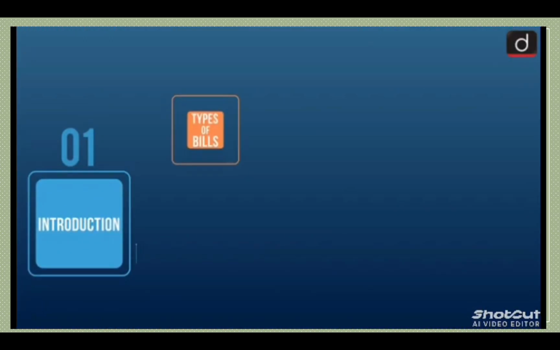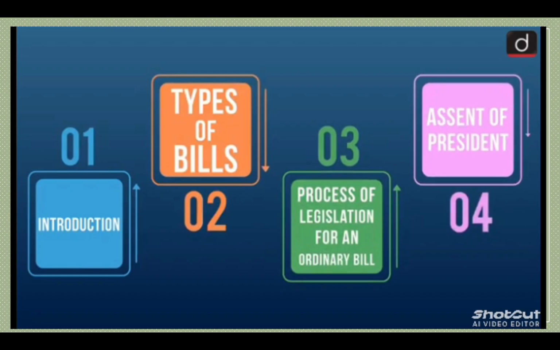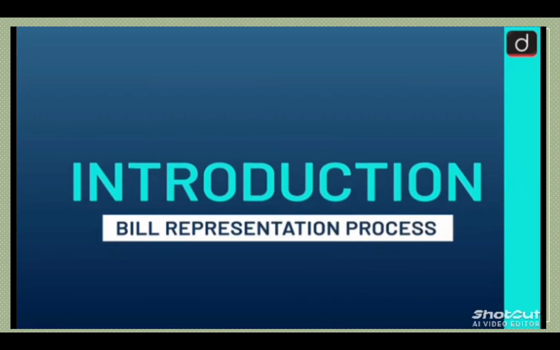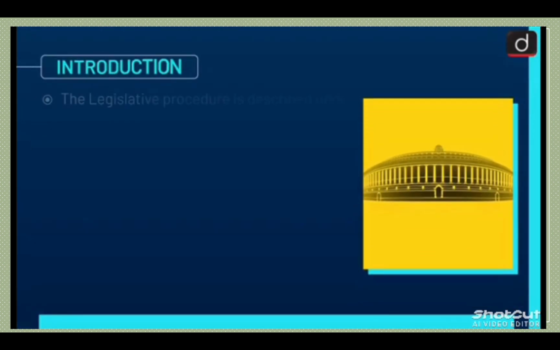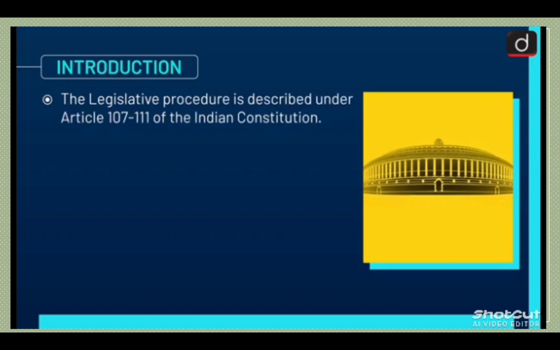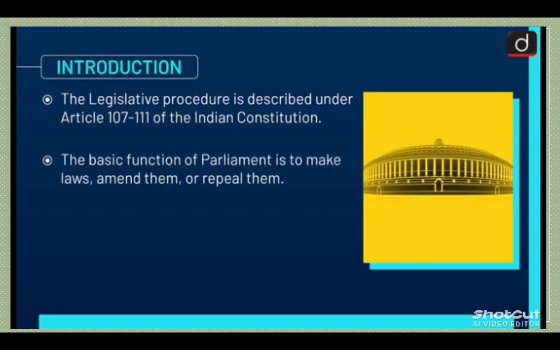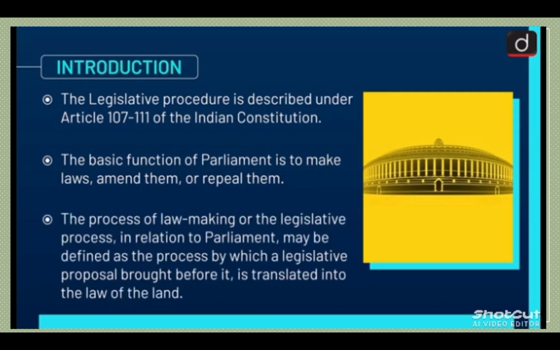The dimensions we are going to cover are introduction, types of bills, process of legislation for an ordinary bill, and assent of president. So let's begin with a brief introduction first. The legislative procedure is described under Article 107 to 111 of the Indian Constitution. The basic function of Parliament is to make laws, amend them, or repeal them. The process of law making or the legislative process in relation to Parliament may be defined as the process by which a legislative proposal brought before it is translated into the law of the land.